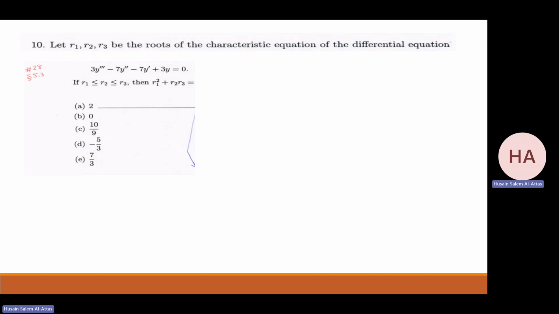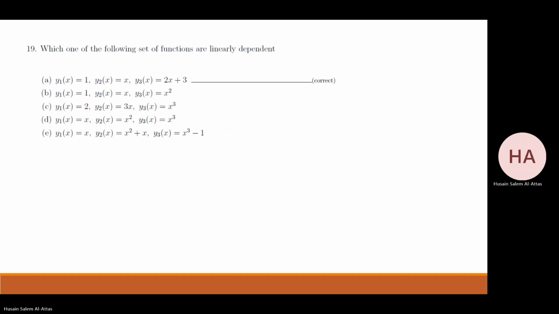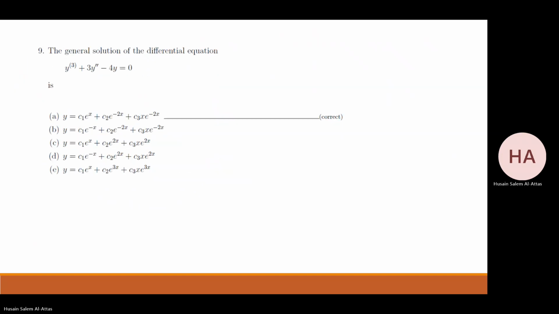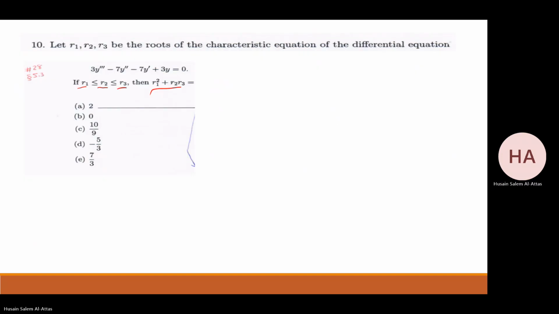Let r1, r2, r3 be the roots of this characteristic equation, and he's just arranging them, r1 less than r2 less than r3, then find this expression. Who cares? Okay. Yeah, I have the auxiliary equation 3r cubed minus 7r squared minus 7r plus 3.